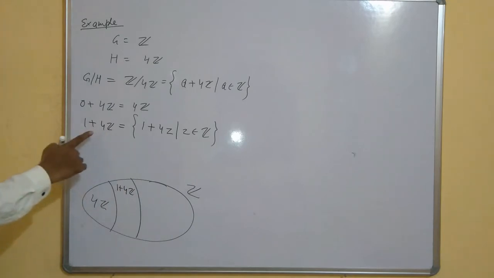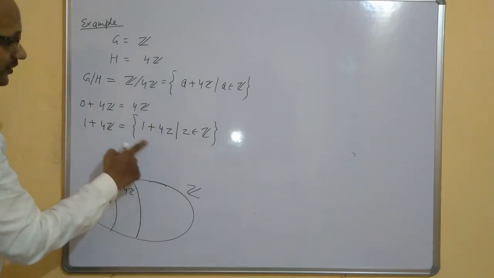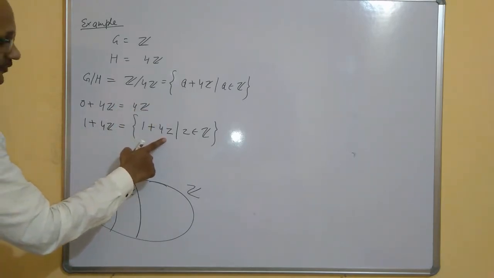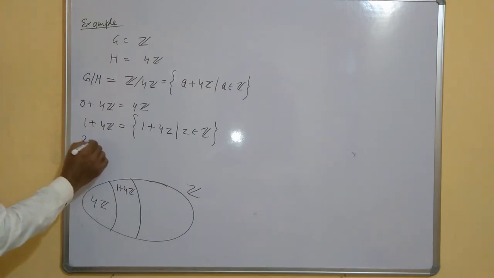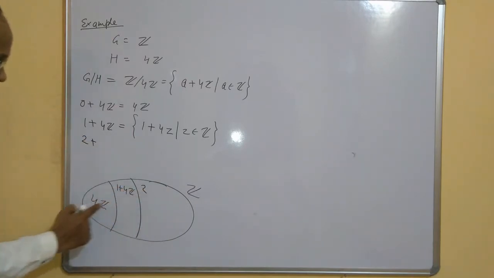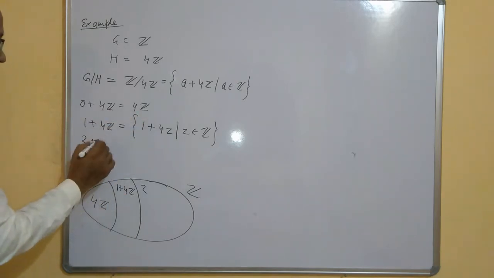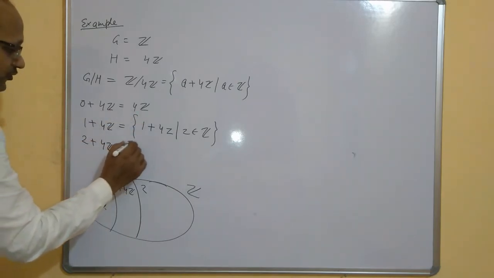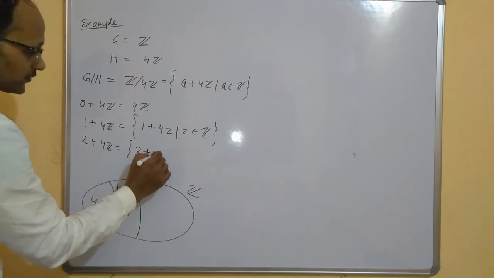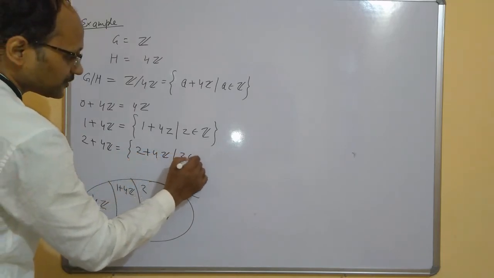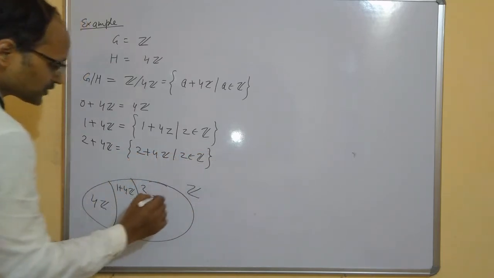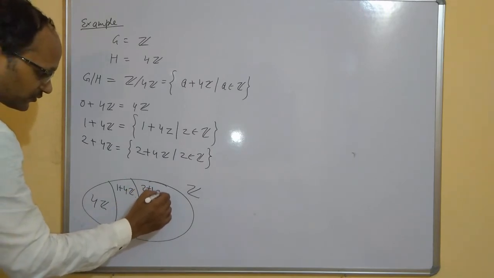Now it is clear that 2 cannot be here, because the remainder is 1 when you divide by 4, and so this 2 is outside 4Z and outside 1 plus 4Z. 2 is also not in 4Z. So 2 plus 4Z will give you a new coset. So 2 plus 4z such that z belongs to Z. This will be a new coset. So 2 plus 4Z is a new coset.